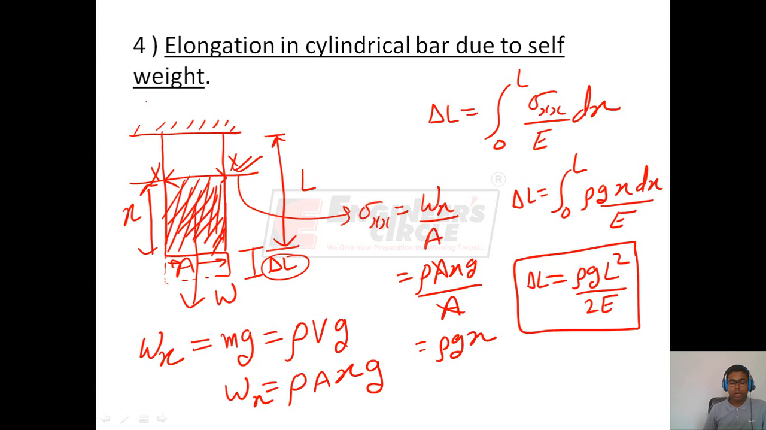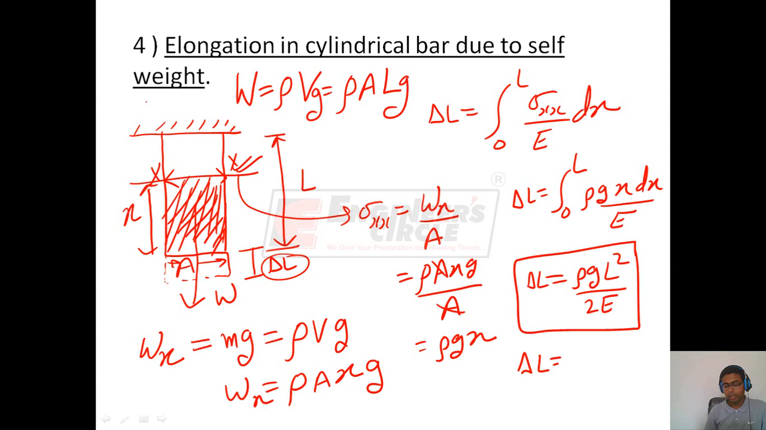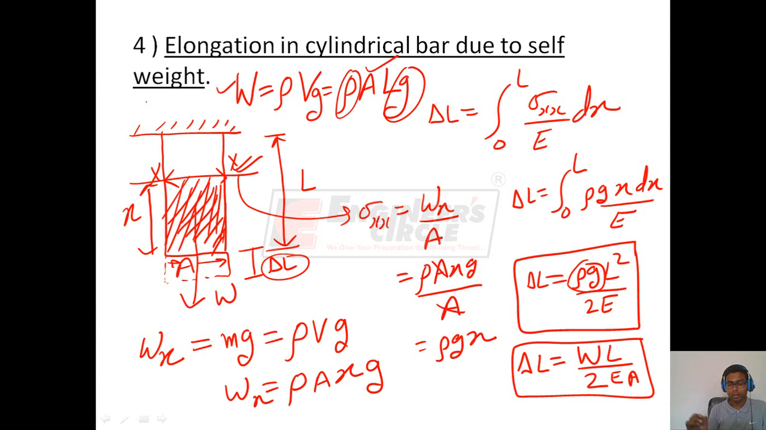Now, if we see the weight of the entire bar, that is W, we can write it as rho into volume of this entire bar, which will be rho into area into length into g. So putting it here, we can get elongation as WL by EA into 2. Instead of rho g, we can put W by AL. L will cancel out, so we will get WL by 2EA.